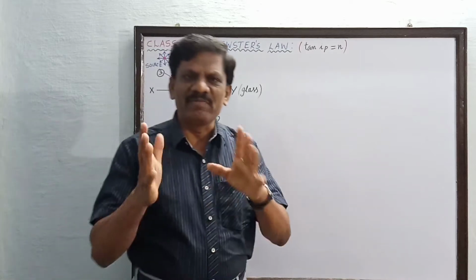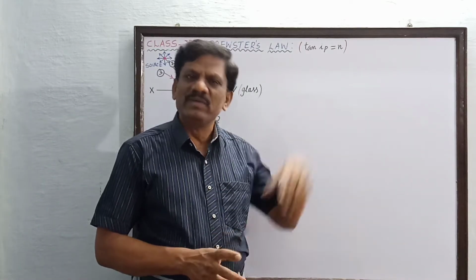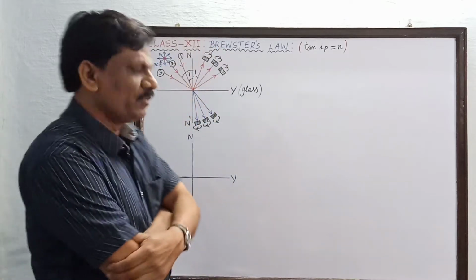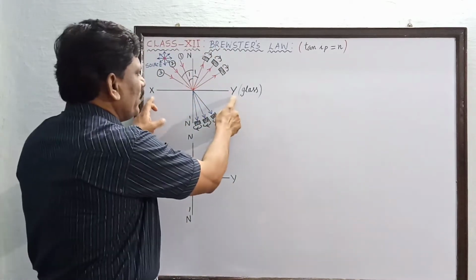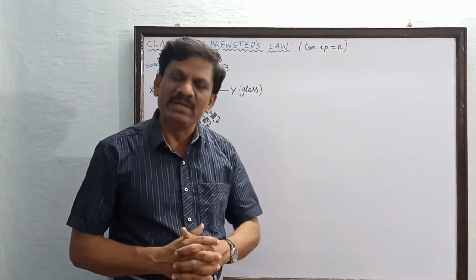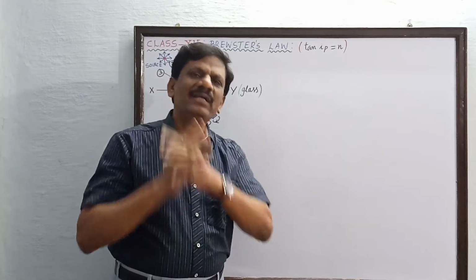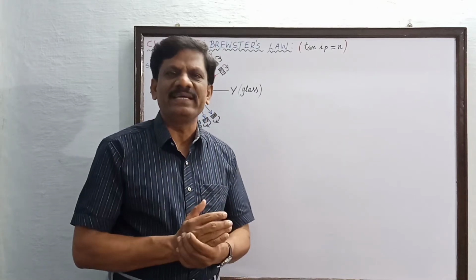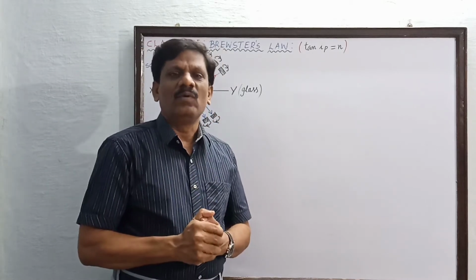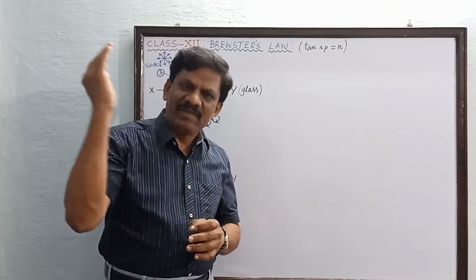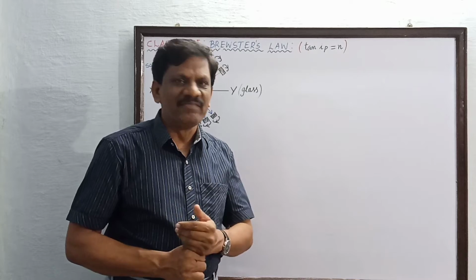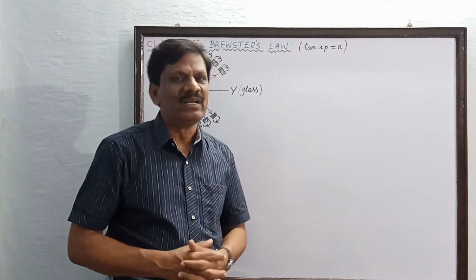Brewster performed an experiment to derive this expression tan IP is equal to N. How? Let us see now. Let us assume XY is a glass sheet. It is the reflecting medium. Ordinary light, namely unpolarized light, is allowed to be incident on the glass sheet. What will happen when a ray of light is incident on the glass sheet? Partially it will undergo reflection, and partially it will undergo refraction.